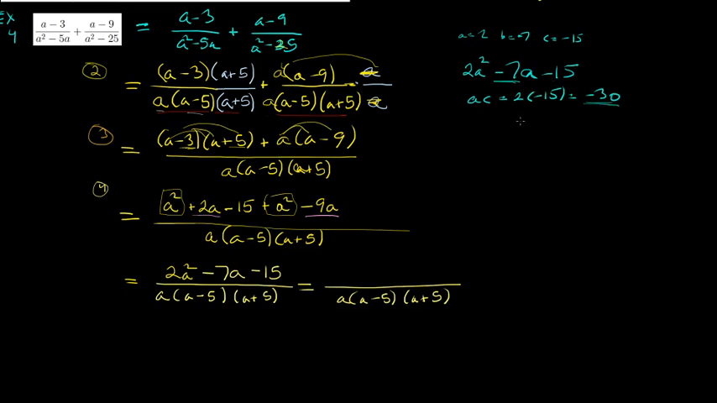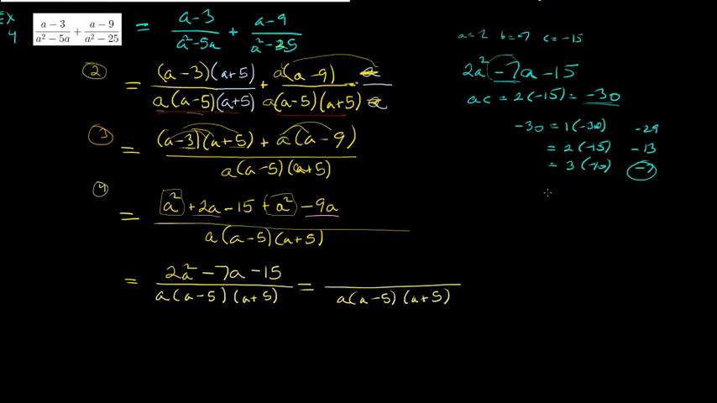So if it's not obvious, let's go through the list. Negative 30. So it's not going to be 1 and negative 30, because when you add those, you get negative 29, not negative 7. So how about 2 times negative 15? Well, 2 minus 15 is negative 13, not negative 7, so that doesn't work. What about 3 times negative 10? Well, 3 minus 10 is negative 7. Oh, there's our match, right?